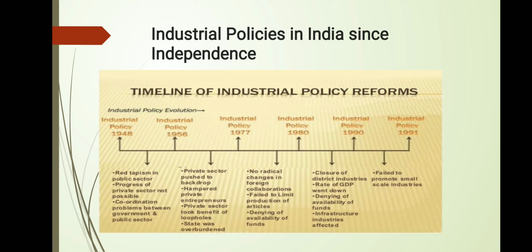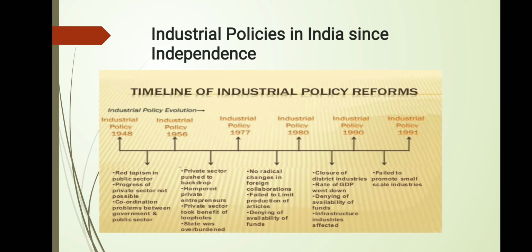In Schedule A, they identified 17 industries. Among those 17, 4 were exclusively managed by the central government, and the remaining 13 industries were managed by the respective state governments. Schedule B consists of 12 industries, which were open to both the private and public sectors. Such industries were progressively state owned.